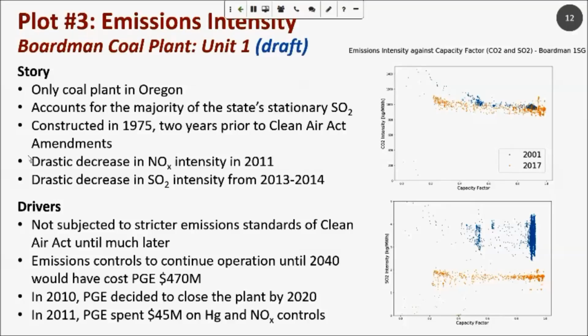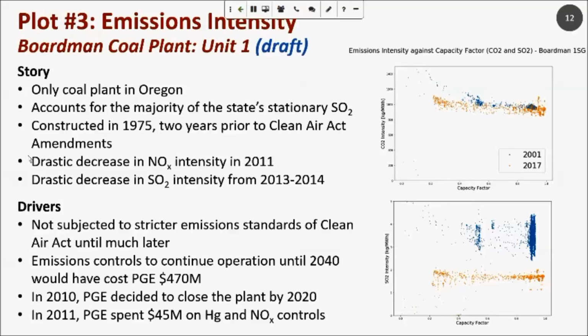So Boardman is interesting because it is the only coal plant left in Oregon, and it is the source of most of Oregon's stationary SO2 emissions. Boardman was constructed in 1975, just 2 years before the Clean Air Act amendments required stricter emissions controls, and so it actually didn't have those when it was first constructed.